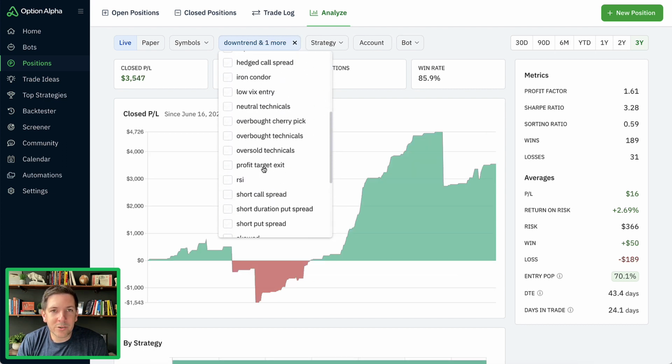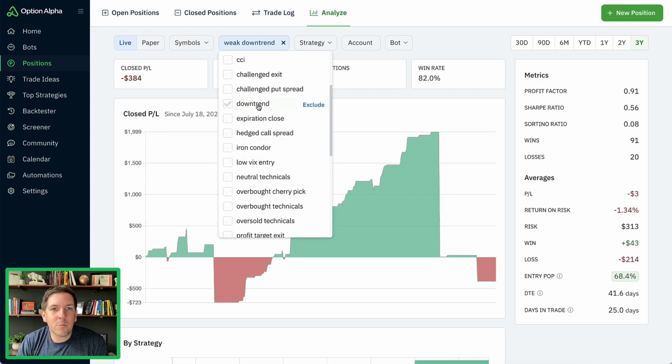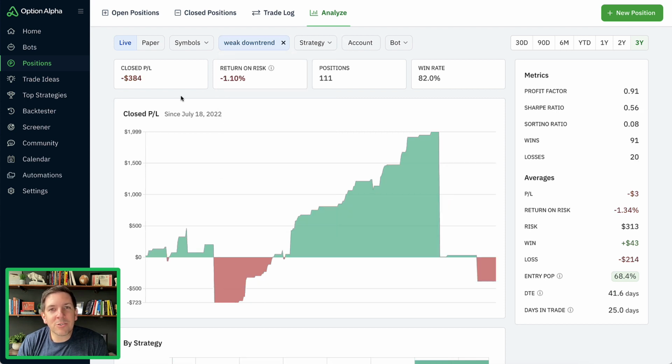So we'll go to weak downtrend. We'll click that one on, and we'll toggle off downtrend. Now, weak downtrend was more of a push. It was one where we saw, again, a lot of volatility, just like what we saw in weak uptrend, where weak uptrend was a contributor, whereas weak downtrend was a slight distraction from the portfolio. But lots of positions, good win rate, profit factor wasn't quite there. It was mostly a push.